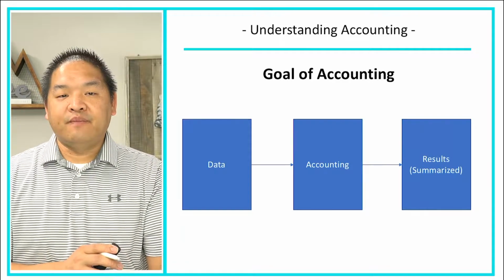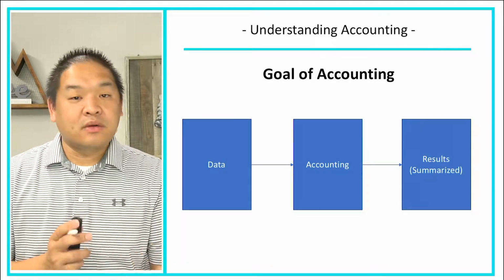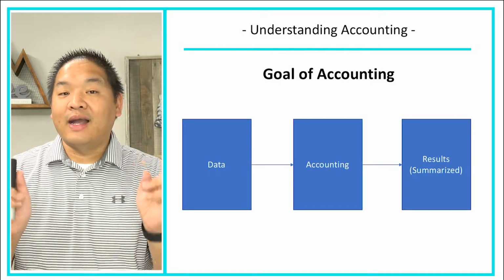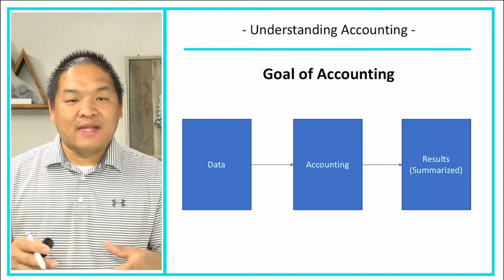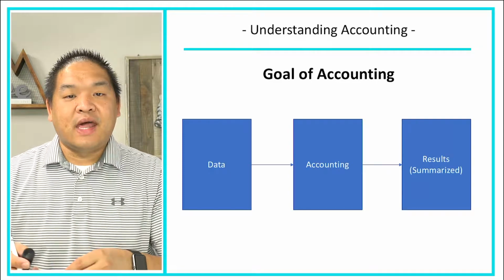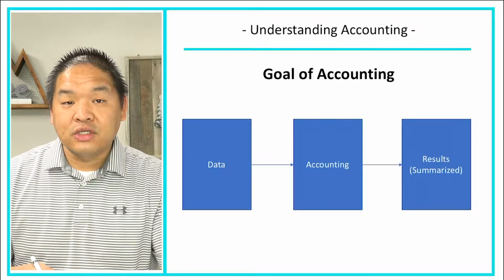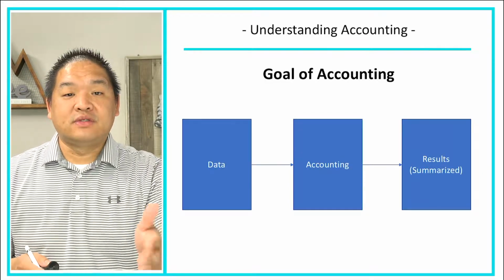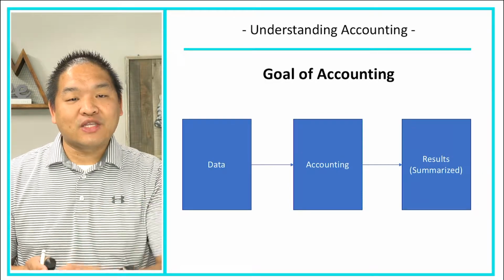So we're taking data, we're trying to figure out if that data is needed or not. Once we figure out if it's needed, then we will do something called accounting, and then we'll transform that data into information that external users can then use to make decisions that they need to make, whatever those decisions might be. Okay, so that's what we're trying to do.